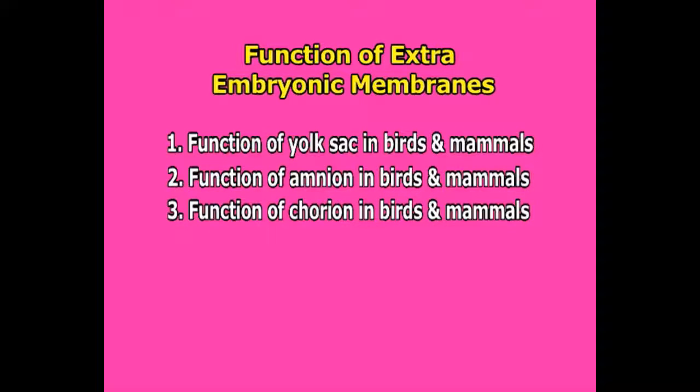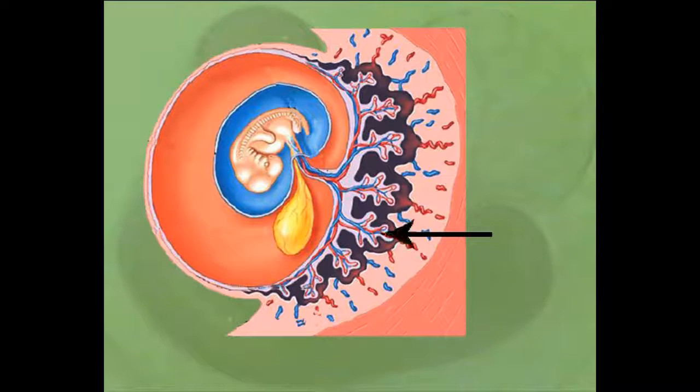Function of chorion in birds and mammals. A part of chorion forms finger-like outgrowths known as chorionic villi that penetrate into the wall of uterus for exchange of substances between embryo and uterus in the body of the mother.